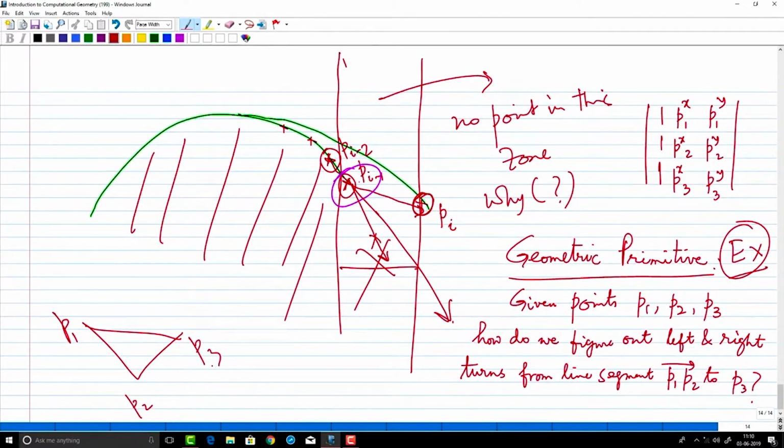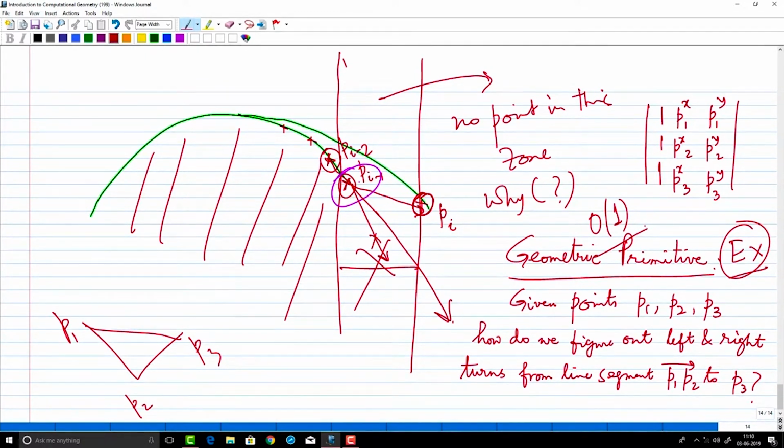Now, if the points P1, P2, P3 are collinear, then this determinant should evaluate to zero. This is a 3 cross 3 determinant, and you can compute it in order 1 time. So, in constant time you can figure out whether you are going to make a left turn or a right turn. Positive means left; I think positive would be left and negative would be right.